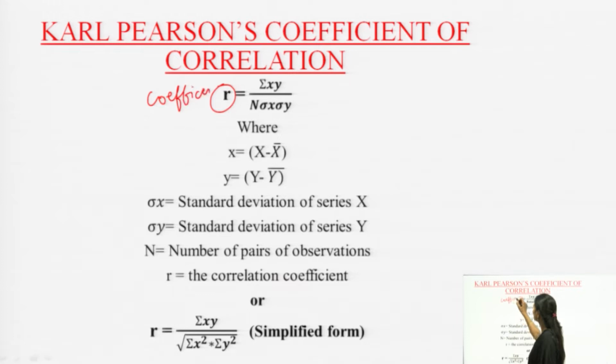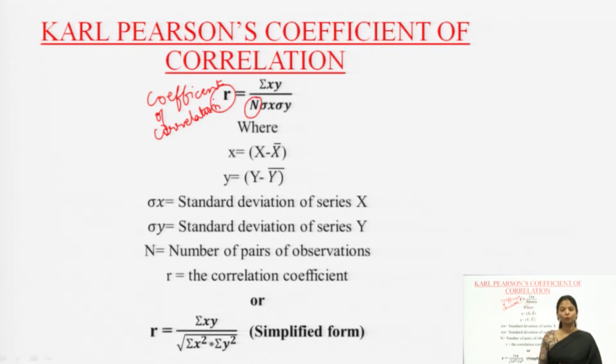coefficient of correlation, which is equal to summation of x and y. What is x and y? X and y are the values which are given for the two different variables for which we are supposed to establish the relationship, or for which we are supposed to find out what kind of correlation, what kind of relationship they have. This is n number of values for x and y.